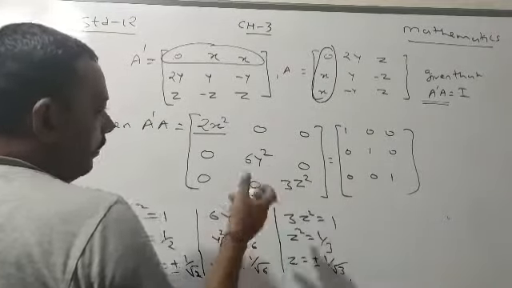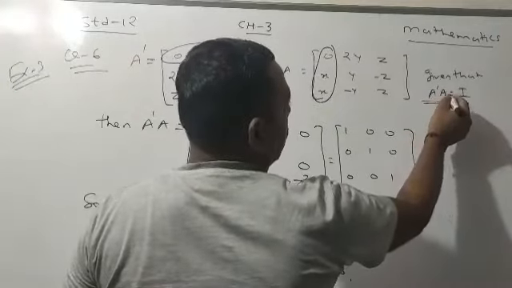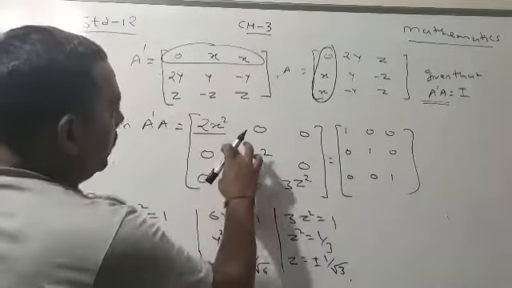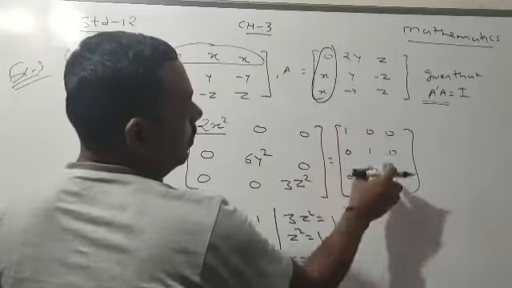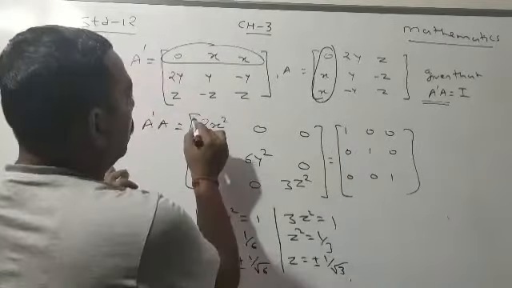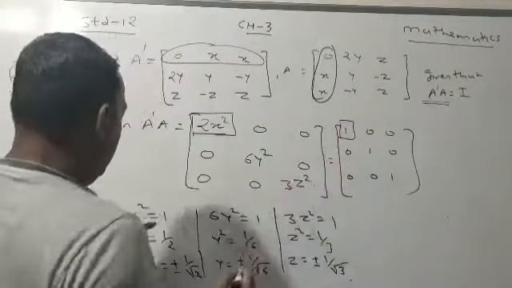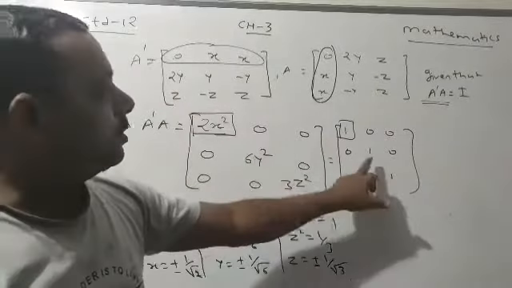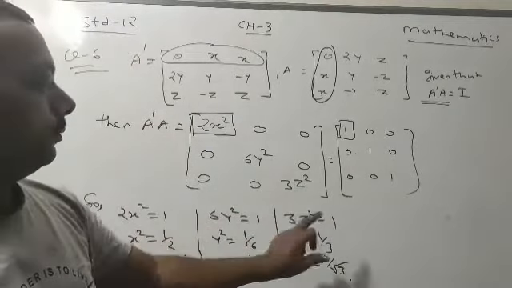After that we will use the given data, that is A dash A is equal to identity. So we will compare this answer with identity. Because this question is 3 by 3, we will use the 3 by 3 identity, that is diagonal 1, remaining entries 0. So by comparing respective entries, we will say 2x square is equal to 1, 6y square equal to 1, and 3z square equal to 1. So I wrote this.